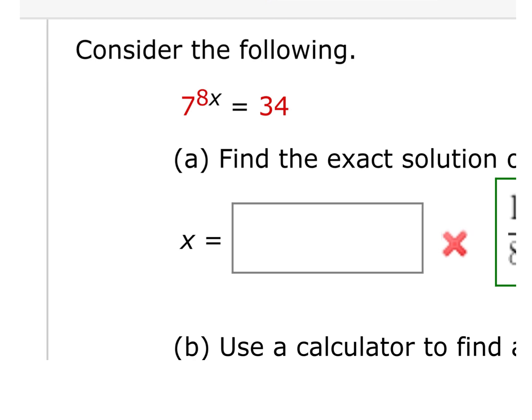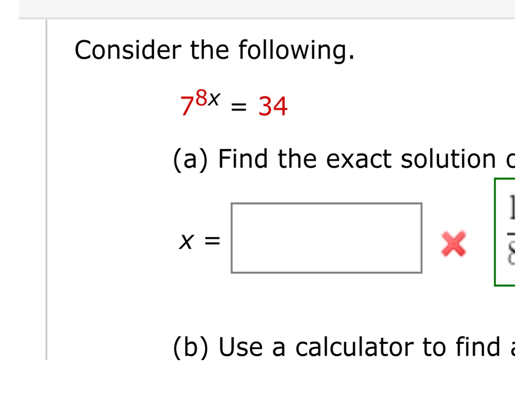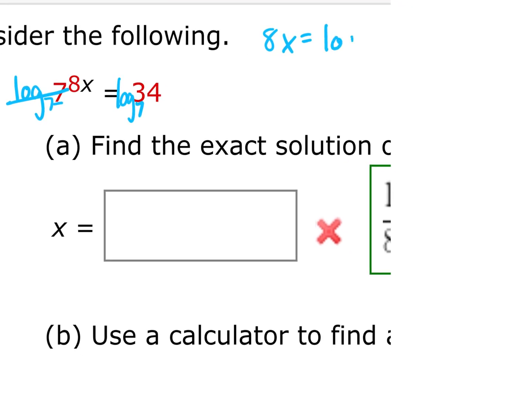All right, so since we have exponents for this one, we want to get the x out of the exponent. Anybody know what we do here? What's the opposite of exponents? Logs. And what would our base of the log have to be? 7. The same thing with our base here. So log base 7 of both sides. So log base 7 of 7 cancels. So we're left with 8x is equal to log base 7 of 34.